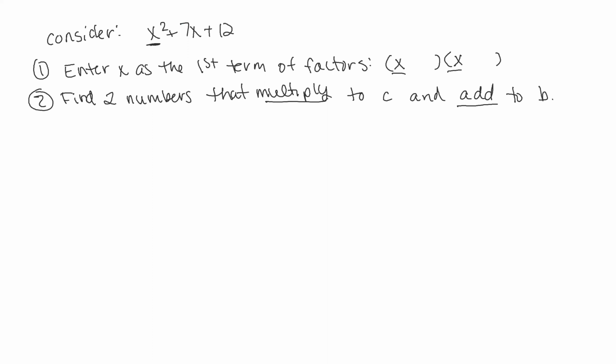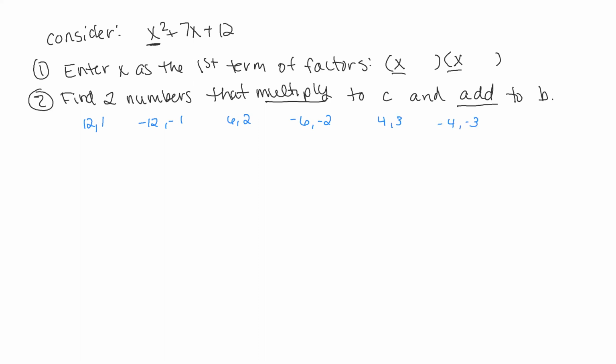So we could multiply 12. Whoops, let's go back to black ink. We can multiply 12. Good gracious. I'm just going to leave it blue. At this point, it seems determined. We can multiply 12 and 1. We can multiply negative 12 and negative 1. We can multiply 6 and 2, negative 6 and negative 2, or 4 and 3, or negative 4, negative 3.